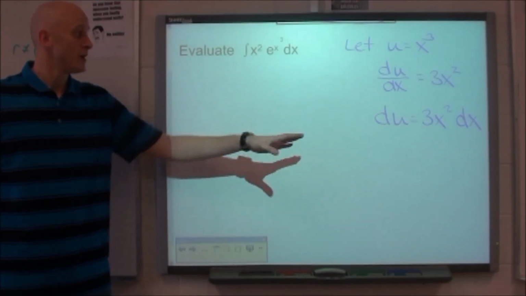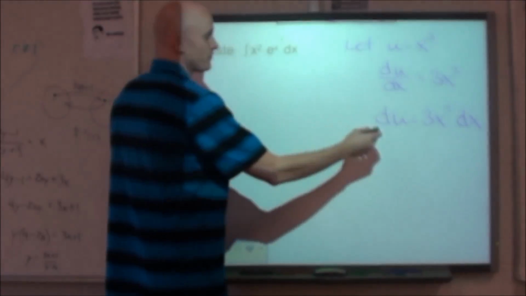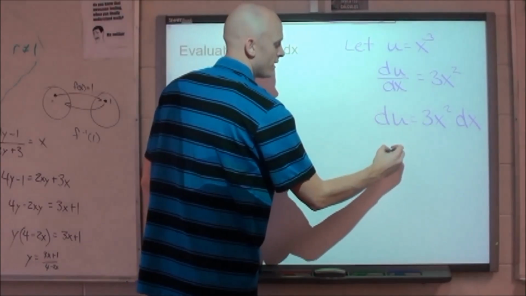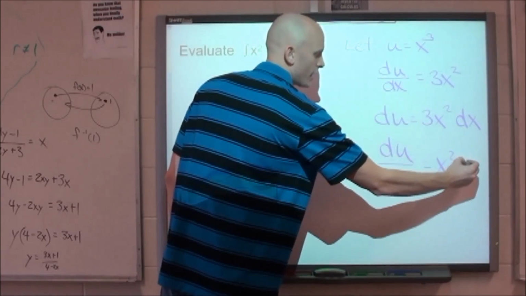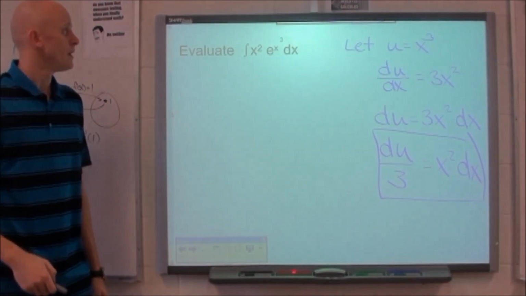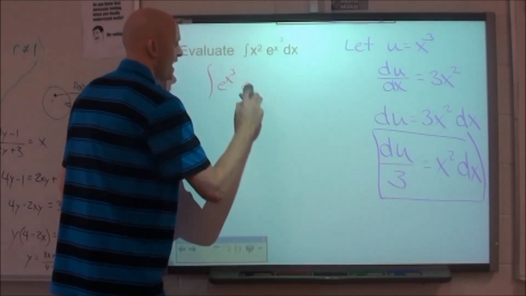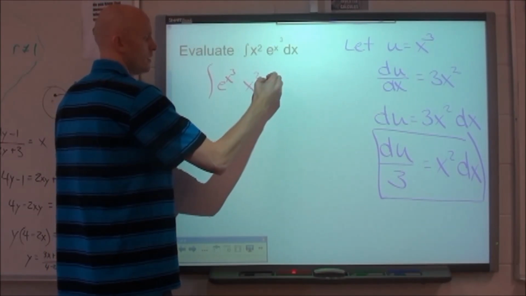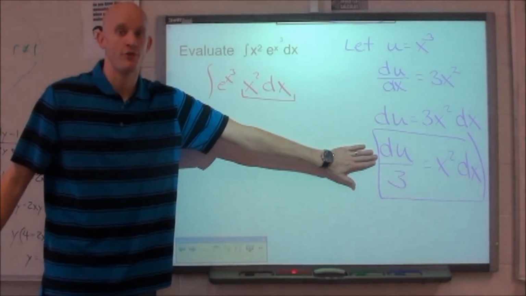We're almost there. We'll leave it as x squared dx. We know that du over 3 is equal to x squared dx. This is going to help us greatly when we're finding the antiderivative. Doing so, I can rewrite this problem as the indefinite integral of e to the x cubed, and then have an x squared dx. This is what we like, because this part right here is equal to du over 3.